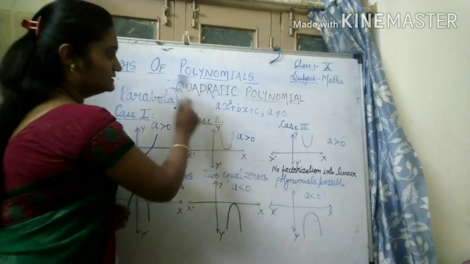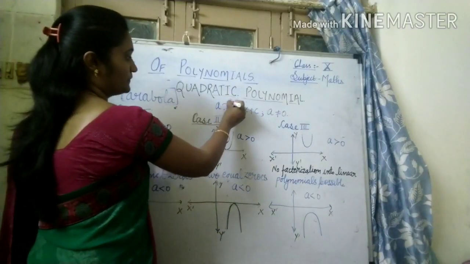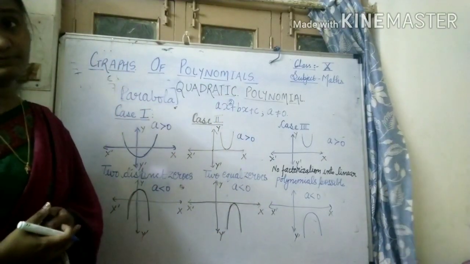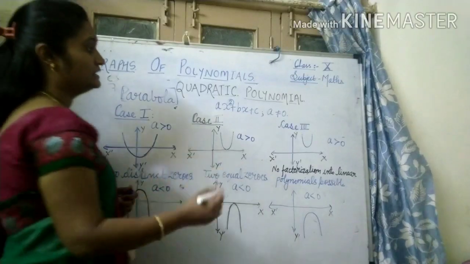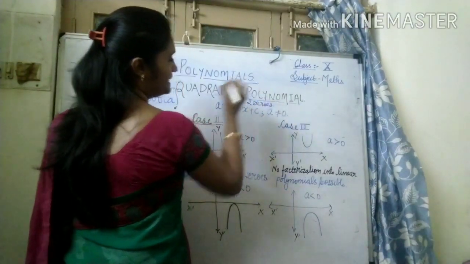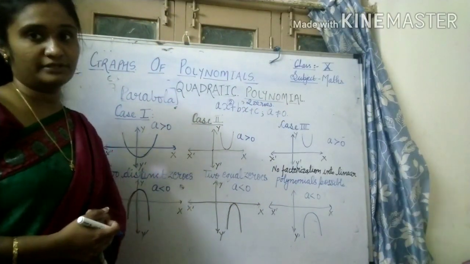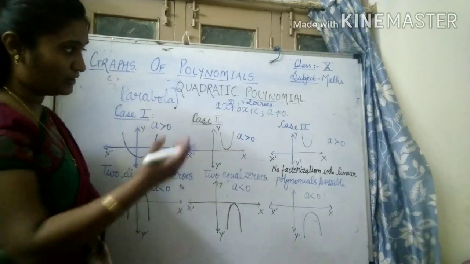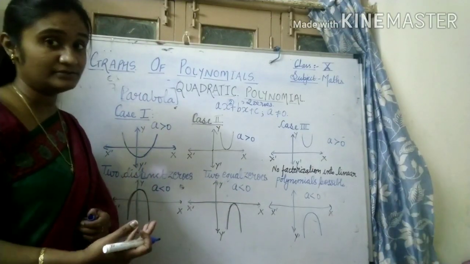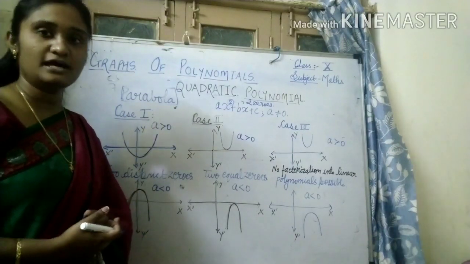As you can see here, the degree of the quadratic polynomial is 2. So how many zeros are possible? At the most 2 zeros are possible. This we have to remember, that the zeros of the polynomial totally depend upon the degree of the polynomial. Again I am repeating, at the most for a quadratic polynomial 2 zeros are possible.